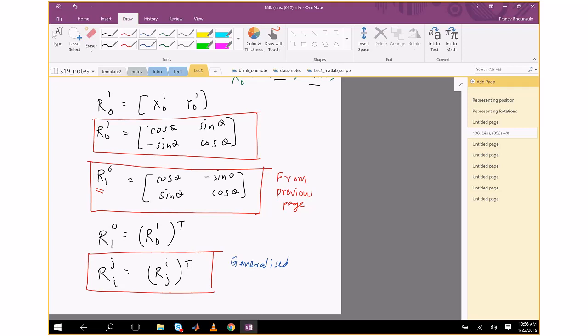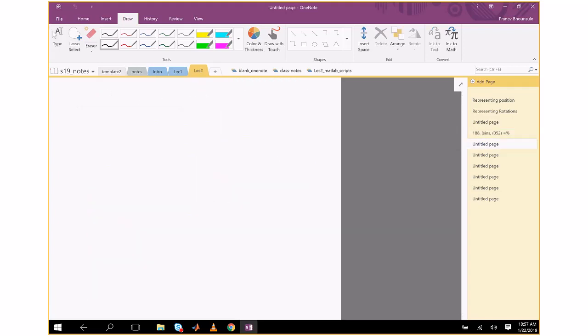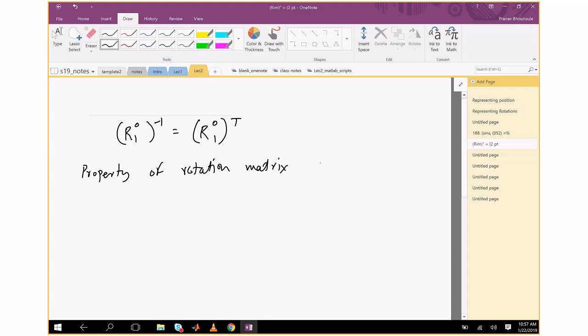There's another thing about rotation matrices, which is, in this one you can check, Ri0 inverse is always equal to R10 transpose. In fact, the property of rotation matrix is that R transpose R is always I. Okay, using this you can get.